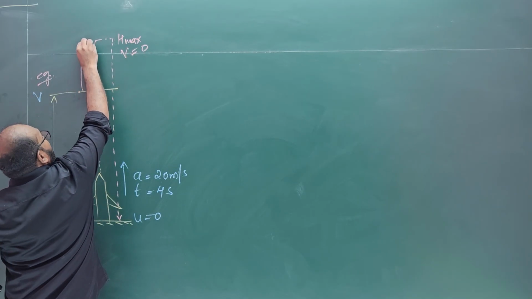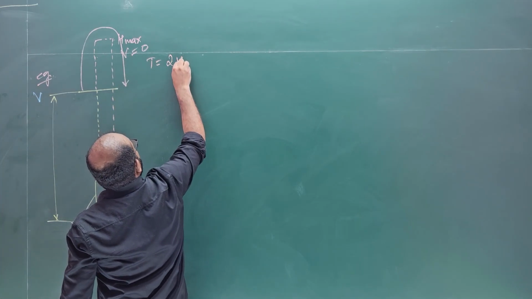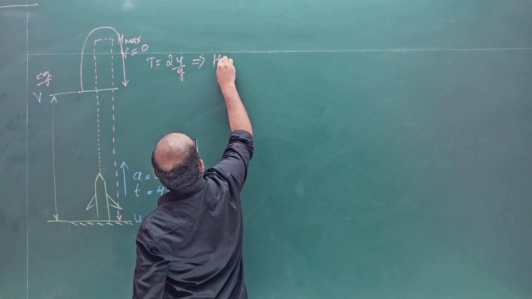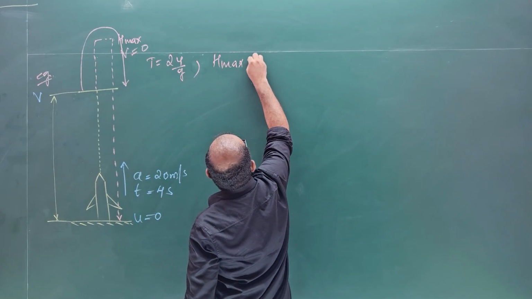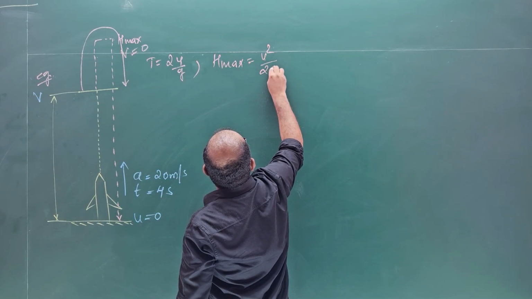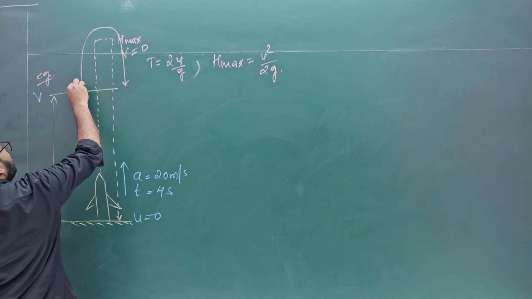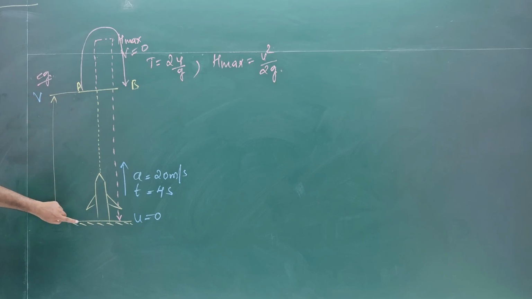From here to here, can I use t is equal to 2u upon g, or if we are calculating h max, can I also use h max is equal to u square upon 2g? Can I use these two equations from point A to B? Consider this as your A and this as your B. Can I use that? Okay. Then next thing, can I also calculate the distance from here to here?